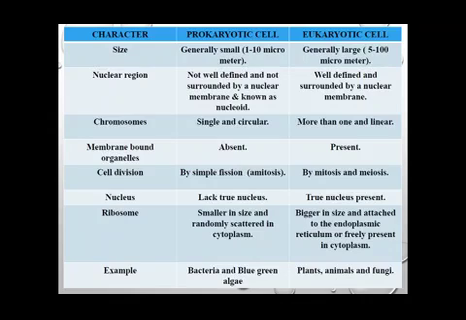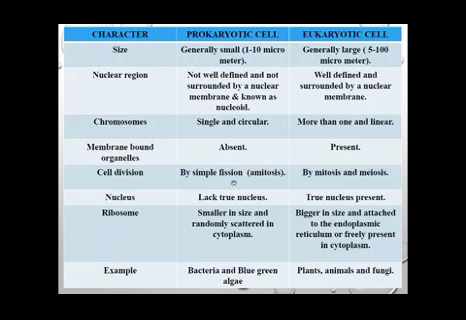The nucleoid is not surrounded by the nuclear membrane, while in case of the eukaryotic cell there is a well defined nucleus and nuclear region which is surrounded by the nuclear membrane. Now comes the chromosome. The prokaryotic cell contains a single, circular chromosome, while in case of the eukaryotic cell the chromosomes are more than one and they are linear in shape. Now the membrane bound organelles are absent in the prokaryotic cell while they are present in the eukaryotic cell, and we will be discussing them.